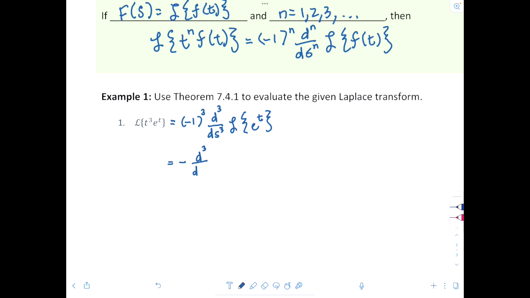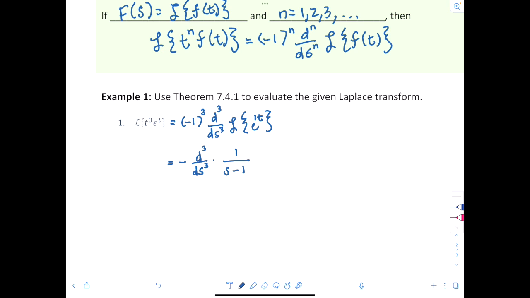And then we're going to need to find the third derivative of this transform with respect to s, which means we have to transform it in terms of s. So this is an e to the positive 1t. So the Laplace transform for that is equal to 1 over s minus 1.